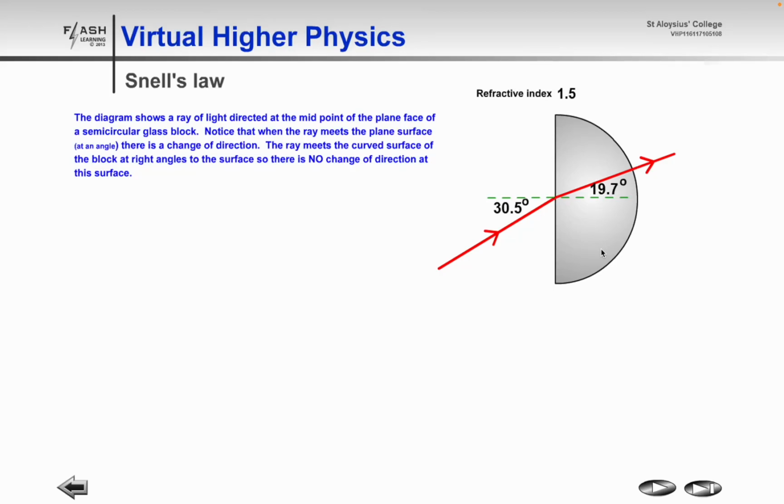So as we now study the change in direction, it leads to what's called Snell's law. And we're going to try and put a formula to the changes in direction that we met at National 5.